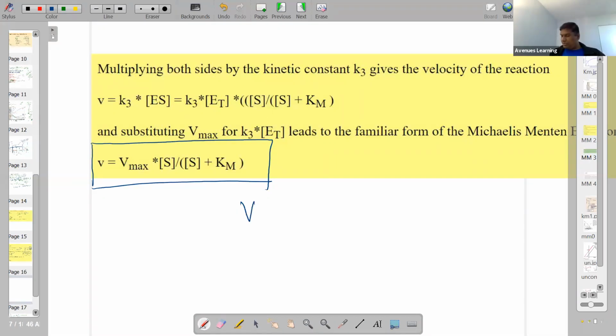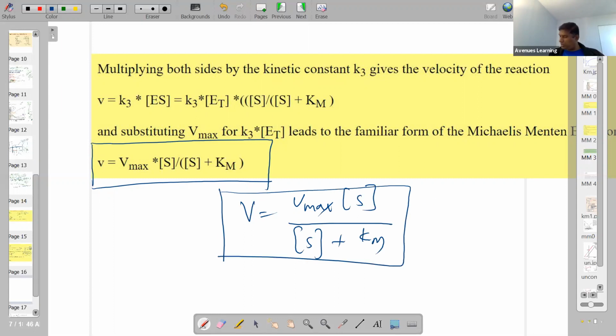This equation is what we call the Michaelis-Menten equation. It gives a quantitative relationship between the substrate concentration and the rate of the reaction. This is the equation that you are supposed to remember. Basically, if you know the substrate concentration and the velocity of the reaction, you can calculate the rest.